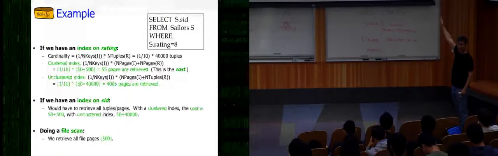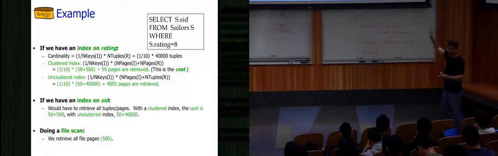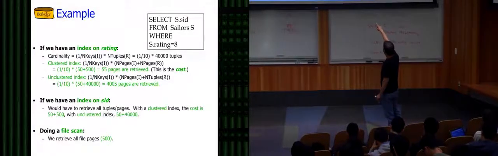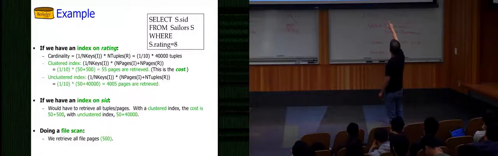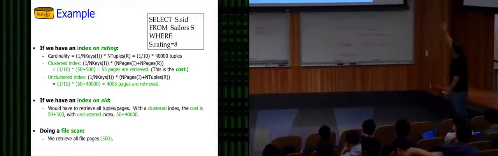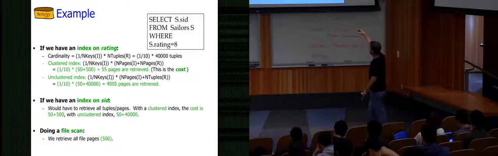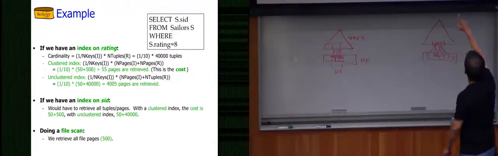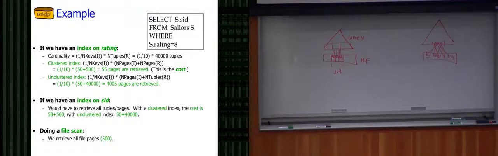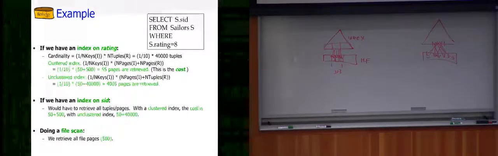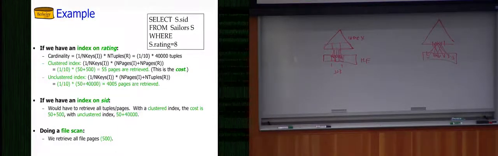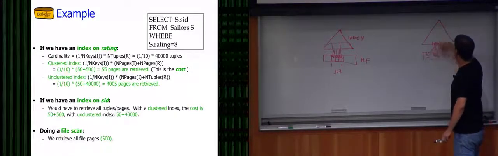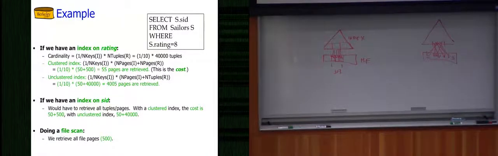So the cardinality is going to be 1/10, which is 1 over the number of distinct keys, times the number of tuples. There's 40,000 tuples, so we expect to have 4,000 tuples in the output. If it's a clustered index, we should look at 1/10 of the index pages and 1/10 of the heap file pages. So it's 1/10 times 50 for the index plus 500 for the heap file. We'll retrieve about 55 pages. That's the cost of that plan using the clustered index. The cost of a plan, if it happens to be an unclustered index, is 1/10 times 50 pages here and 40,000 random IOs down here. 1/10 of that is 4,000 plus 5 is 4,005. So those are your costs for a clustered index and an unclustered index on rating.